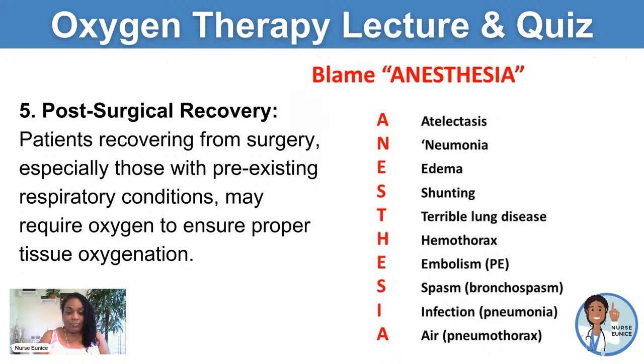Spasm, yes, they can have bronchospasms. They can have infection. And for this one, it says infections, pneumonia, but infection could be bronchitis. It could be that pandemic that we just recovered from, where I don't want to say the name because if I do, my video may be flagged by YouTube. And then it could also be air or a pneumothorax.